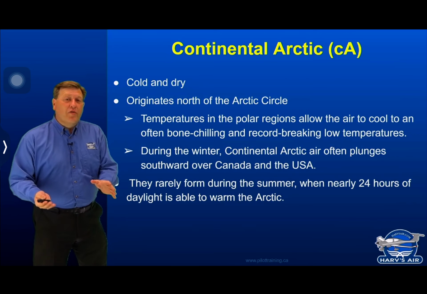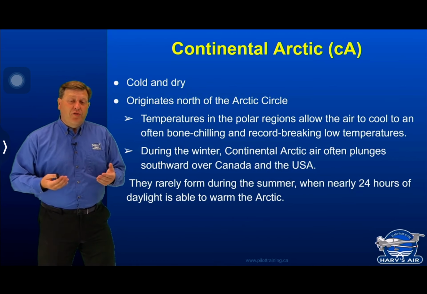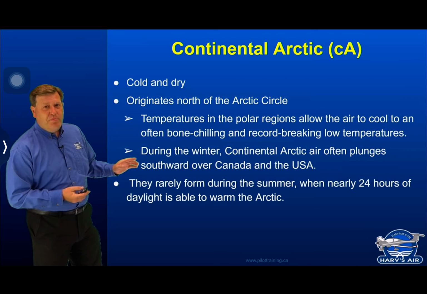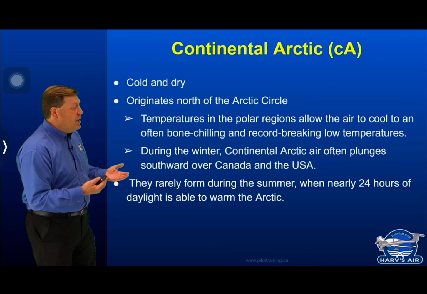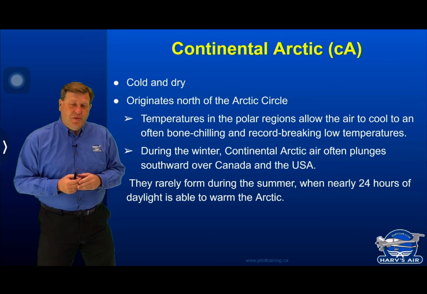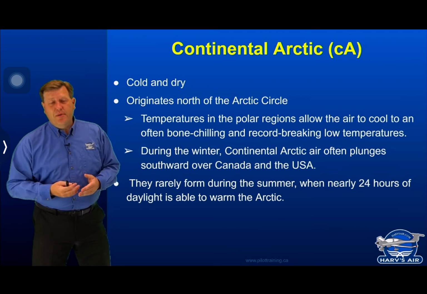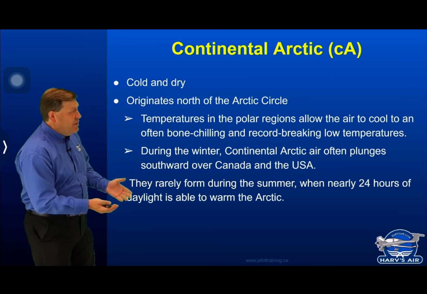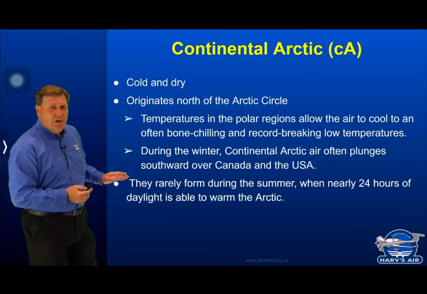It sits there over the cold frozen ice for an extended period of time, and of course it becomes very dry and very cold. Now, we've all heard about the polar vortex, right? Well, when these continental Arctic air masses plunge southward in the winter, they create these polar vortexes, as we sometimes call them, with big fancy names to get everybody all excited about them. But cold air moving southward is going to be continental Arctic air. These aren't as common during the summer, however.